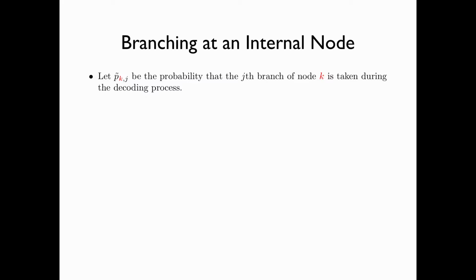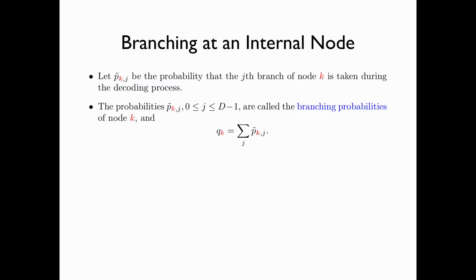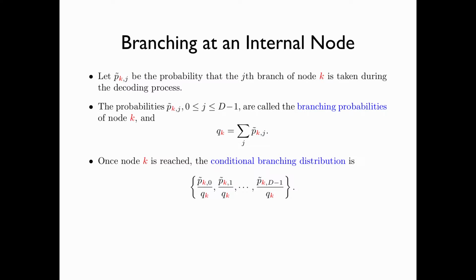Let p tilde k,j be the probability that the jth branch of node k is taken during the decoding process. The probabilities p tilde k,j, where j is between 0 and D-1, are called the branching probabilities of node k, and c_k is equal to the summation over j of p tilde k,j. Once node k is reached during the decoding process, the conditional branching distribution is obtained by normalizing p tilde k,j. That is, the distribution p tilde k,0 divided by c_k, p tilde k,1 divided by c_k, all the way to p tilde k,D-1 divided by c_k.